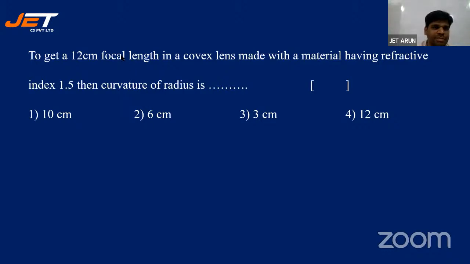To get a 12 centimeter focal length in a convex lens made with a material having refractive index 1.5, the radius of curvature is: 10 centimeters, 6 centimeters, 3 centimeters, 12 centimeters. You will need pen and paper for this one, and you should know the formula. For a focal length of 12, students, give me a consistent correct answer. Okay, I'll give you 30 seconds. Calculate and tell me.